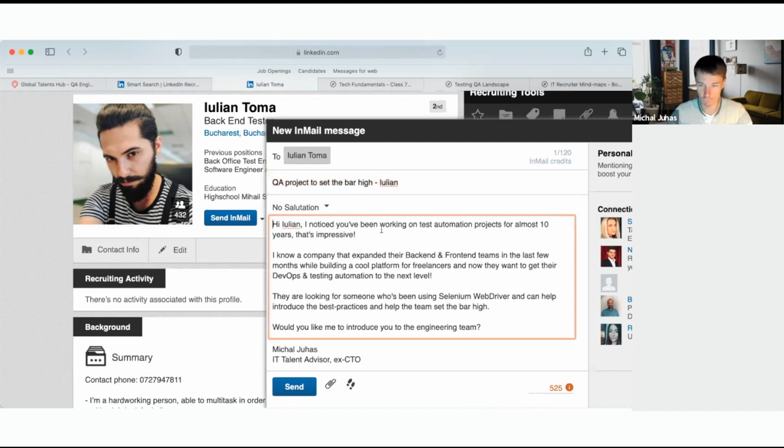Hi Julian, I know you've been working on the test automation project. I know a company that expanded their back and front end teams in the last few months while building a cool platform for freelancers, and now they want to get their DevOps and testing automation to the next level. They're looking for someone who's been using Selenium WebDriver and can help introduce the best practices and help the team set the bar high. Would you like me to introduce you? Like, who would respond no to this, right? Ever.